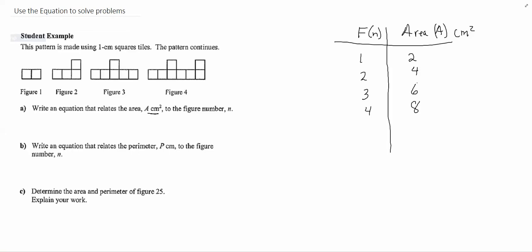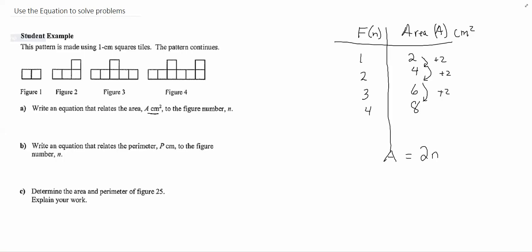So we've got 2 going to 4. Again, I'm adding 2. 4 going to 6, I'm adding 2. 6 going to 8, add 2. So 2 times the number is going to give me my area. Now, if I take 2 and multiply it by 2, that just gives me my area. I don't need anything more.